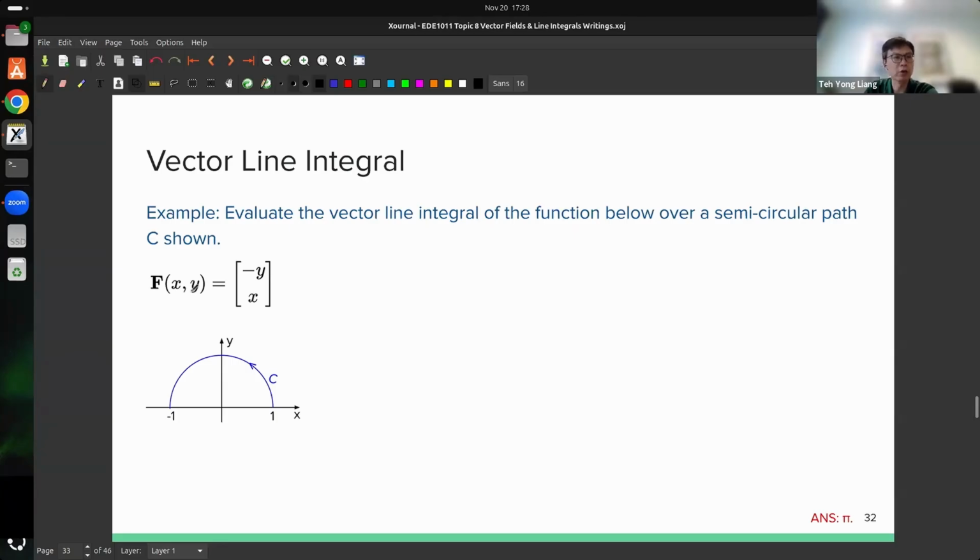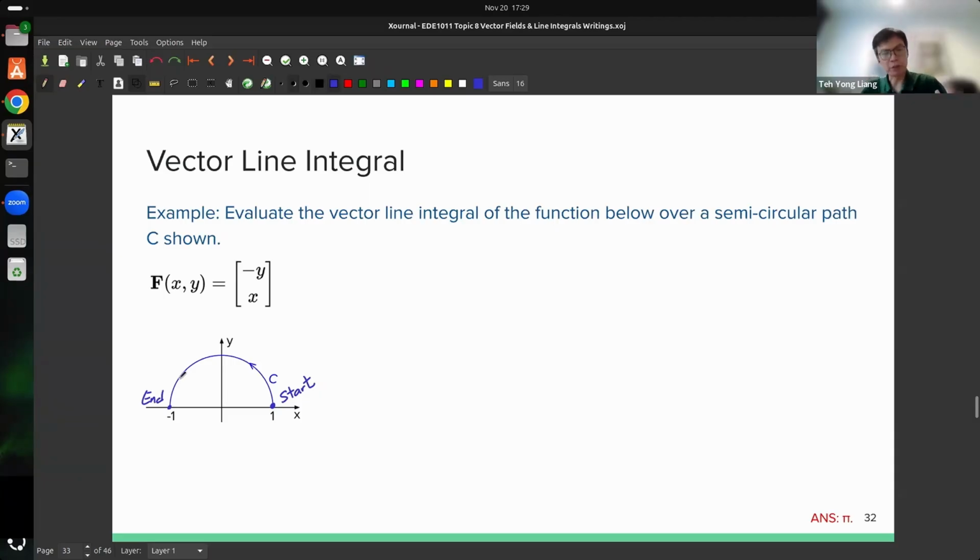So, vector line integral over this path C. You see this path C? This path C is actually a semicircular path. And because of the arrow, the way I drew it, the start point must be here. So this one is the start, then this one will be the end point. So what's the first step?